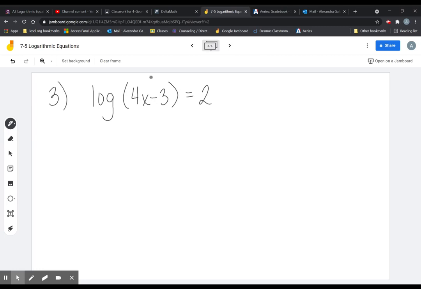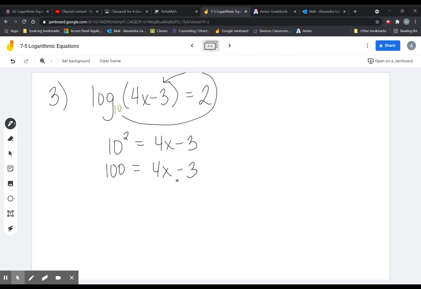Okay, so we've got something a little bit busier in the parentheses. And again, it is log base 10. Looks like the log is all by itself, so I can go straight into looping. So it's 10 to the second power, so 10 squared is equal to 4x minus 3. So that's going to be 100 is equal to 4x minus 3, and I can solve for x.